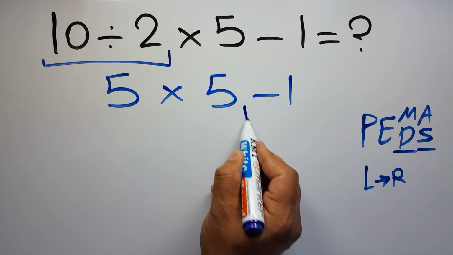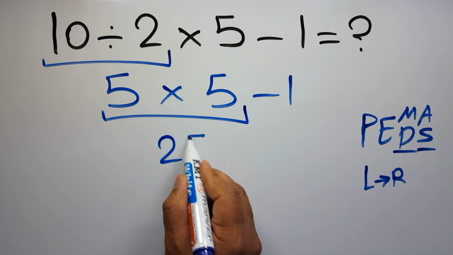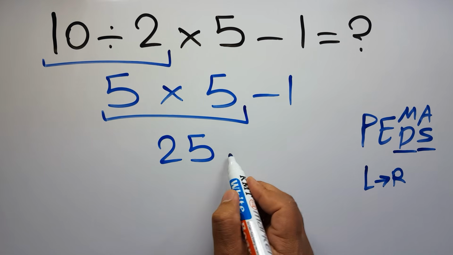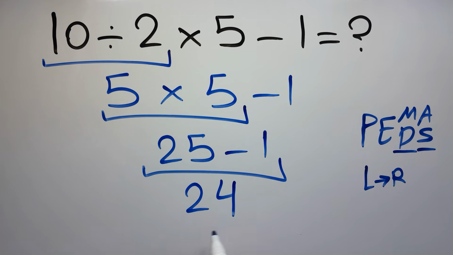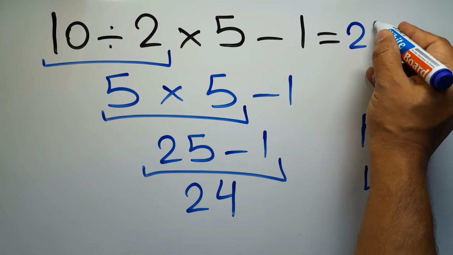5 times 5 gives us 25. So we have 25 minus 1, which equals 24. And this is our final answer to this problem. The correct answer is 24.